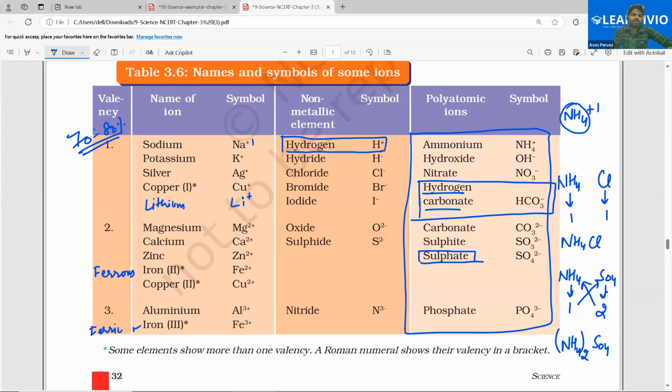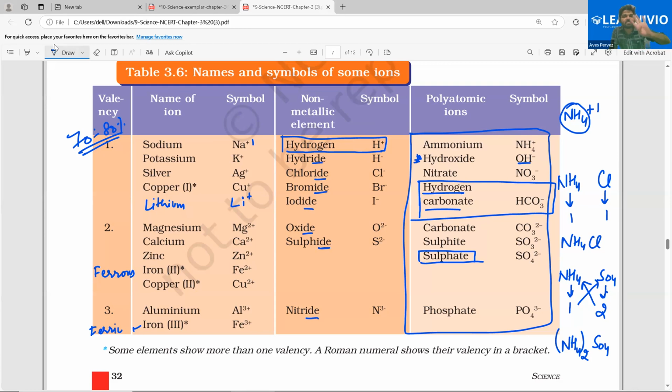One thing you need to note down: words ending with ATE, ITE and IDE. IDE is always a single element, like bromide, chloride, hydride. This is not a polyatomic ion, except the hydroxide, which is a polyatomic ion, having both hydrogen and oxygen. Other IDEs are always single atoms, like bromide, oxide, sulfide, nitride.